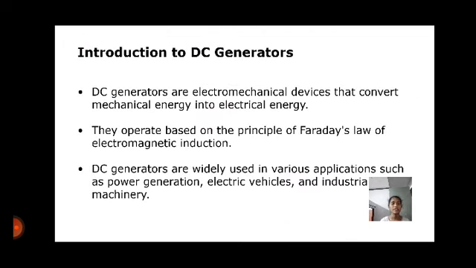Introduction to DC generators. DC generators are electromechanical devices that convert mechanical energy into electrical energy. They operate based on the principle of Faraday's law of electromagnetic induction. DC generators are widely used in various applications such as power generation, electric vehicles, and industrial machinery.